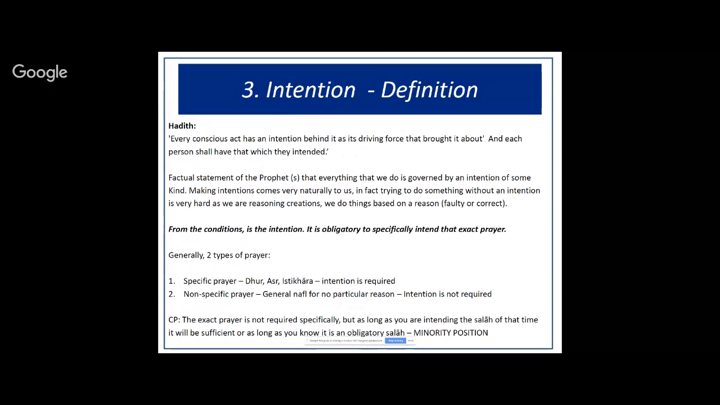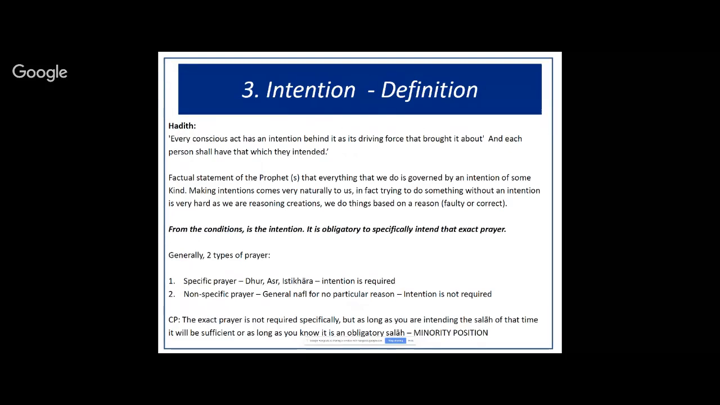You haven't intended Dhuhr, you just intended, right, it's Dhuhr time, I'm going to go up and pray. So that is enough of an intention to be valid for the Dhuhr prayer. That's according to the class position. However, the Hanbali position, actually the majority position, is that you have to specify the exact prayer, right, I'm intending Dhuhr salah, I'm intending Asr salah. So the class position is actually the minority position. It's important for us to be aware of that. Very important for us to be aware of that.